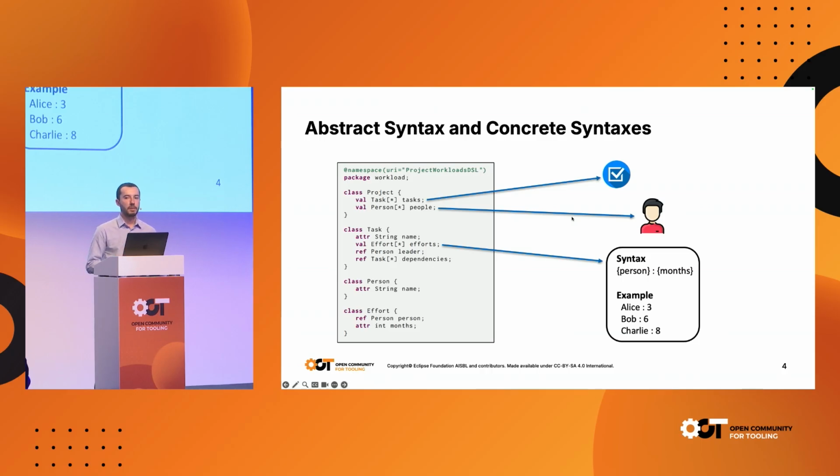Now, for this particular example, we will assume that stakeholders would prefer to have a hybrid notation. Specifically, they would like to have the tasks and the people represented graphically using these graphical representations. However, they would like the efforts to be represented textually because it may often be difficult to represent in a diagram a large number of efforts. And in this case, the textual notation takes the form of key-value pairs in which the key is the person and the month is the value.